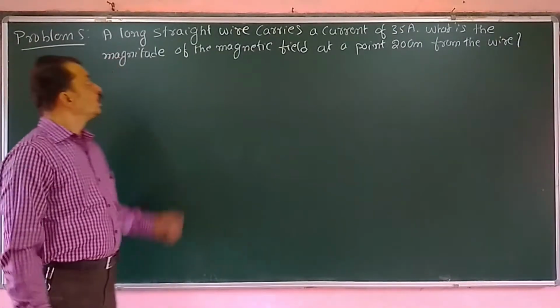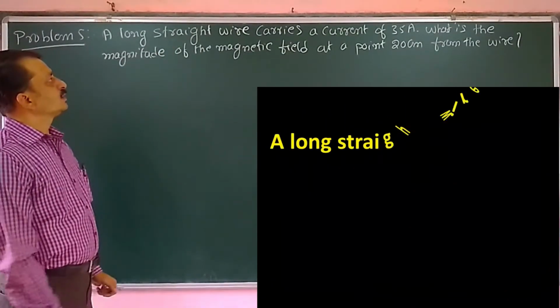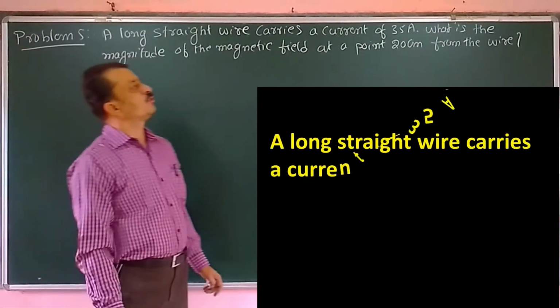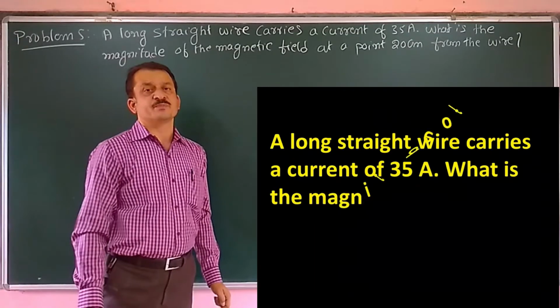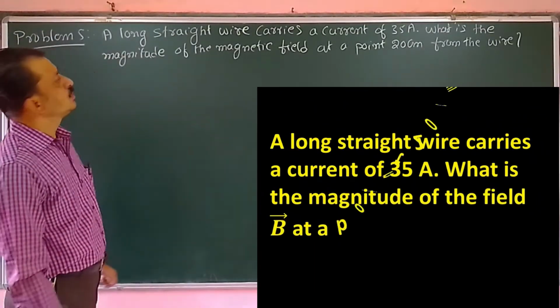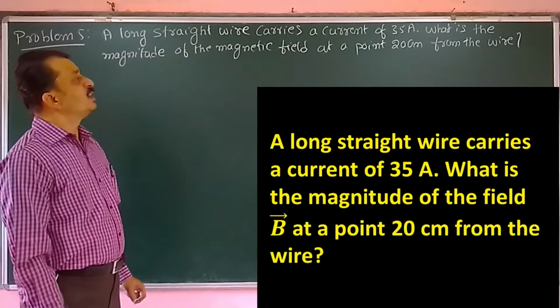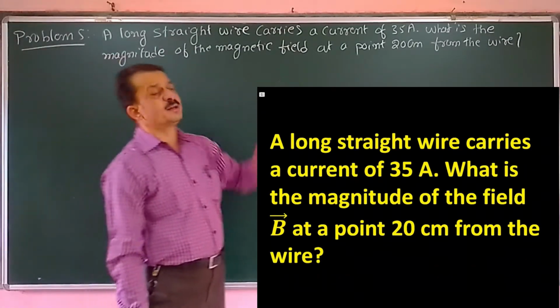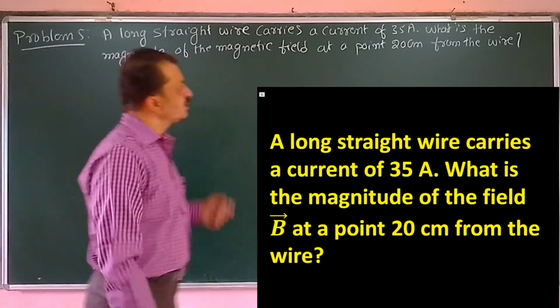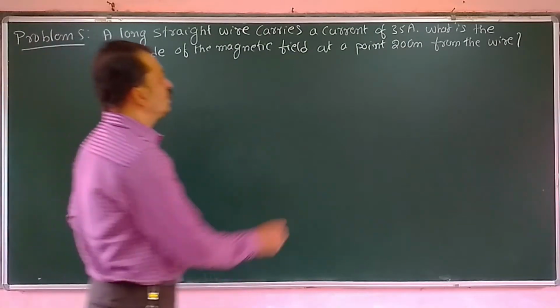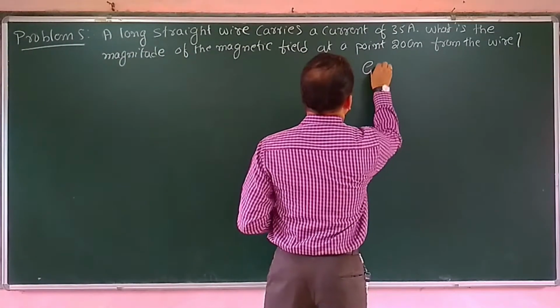Next problem. A long straight wire carries a current of 35 amps. What is the magnitude of the magnetic field at a point 20 centimeter from the wire? So very simple one. Now what are the given things? We will list out.